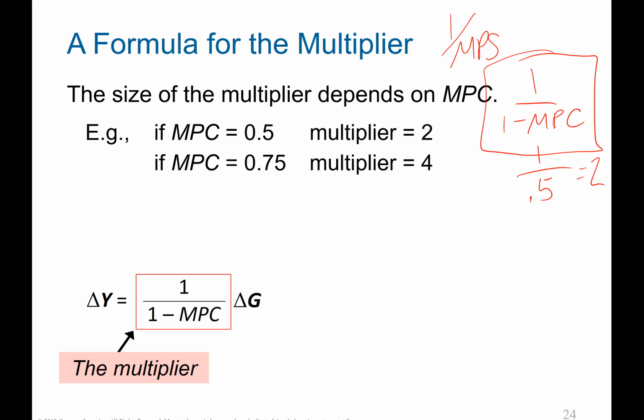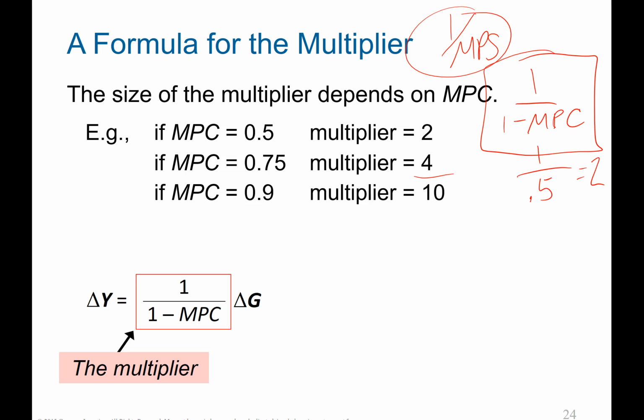So if the MPC is 0.75, 1 minus 0.75 is 0.25. The multiplier 1 divided by 0.25 is 4. But you can see that if you like this idea, if the MPC is 0.5, then the MPS is 0.5. If the MPC is 0.75, then the MPS is 0.25. And so if I use this formula, you can see how I just saved a step. So again, it's personal choice.